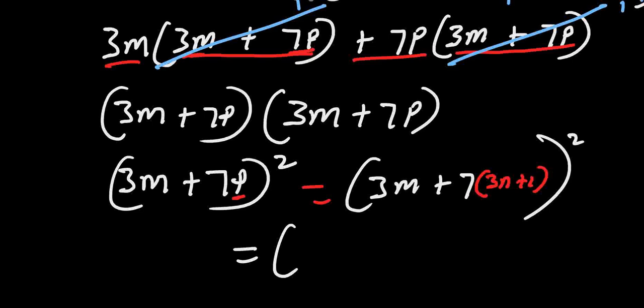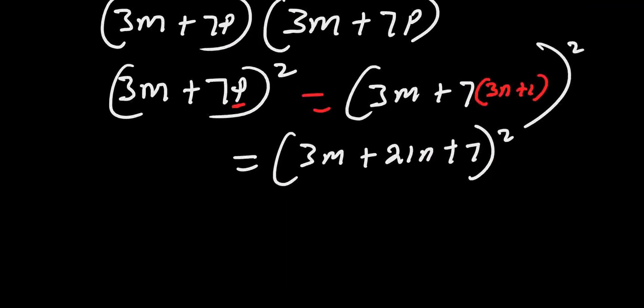remember this is squared, 3m plus 7 times 3n would be 21n, and 7 times 1 would be plus 7, all squared. So the content of the parenthesis, 3m plus 21n plus 7, cannot be factored any further. So this is the final answer to this question. I hope this makes some sense. All right, so let's go on to the next question.